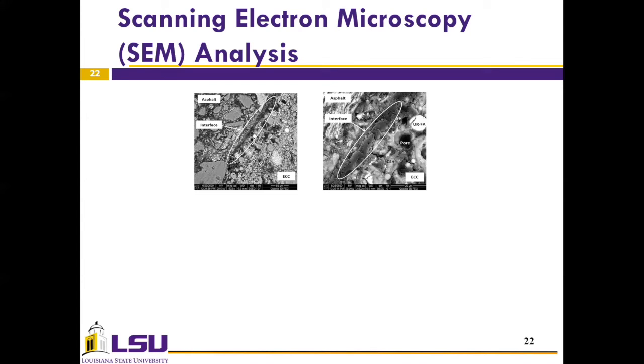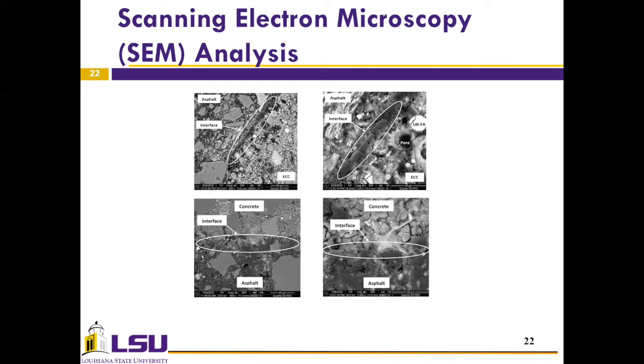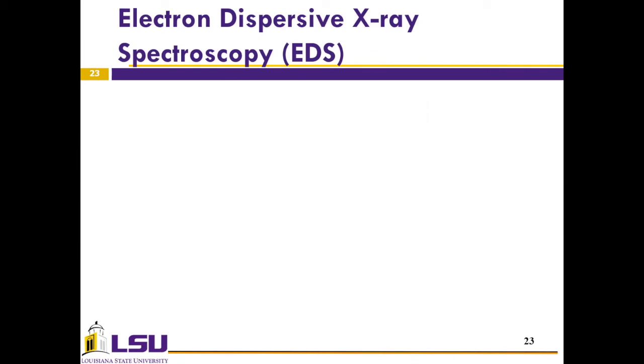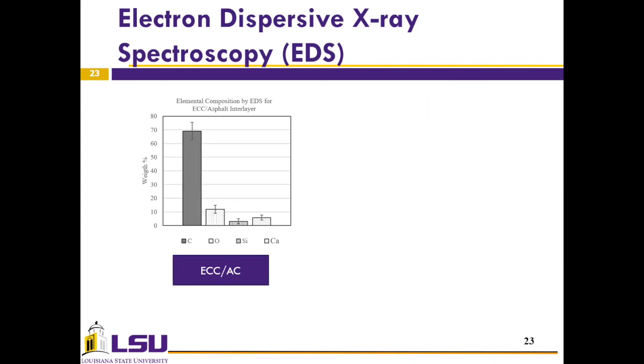Next to this interlayer, we can see a high presence of unreacted fly ash particles. Now, as for the concrete AC specimen, at the interface, this interlayer material could not be found, and unreacted particles were also not found. So we decided to conduct EDS analysis on these interlayers, and for the ECC AC specimen, we found a high carbon content, up to 69% of the weight of the sample. Previous research has shown that this is indicative of the presence of hydrocarbons and aromatics groups in the asphalt. So it is hypothesized that these compounds are consuming the CH crystals.